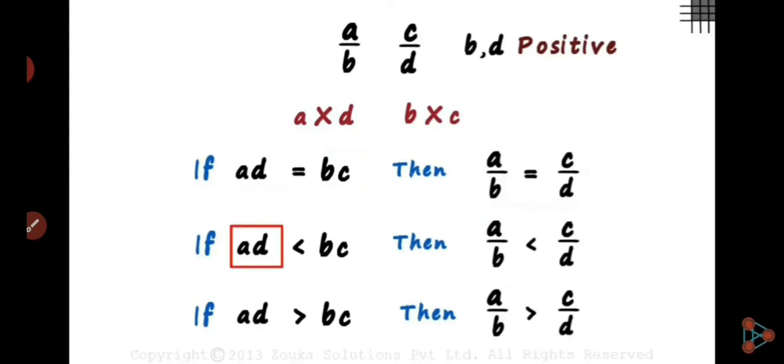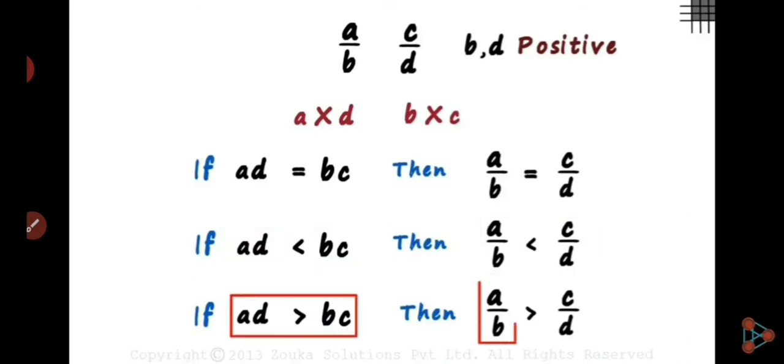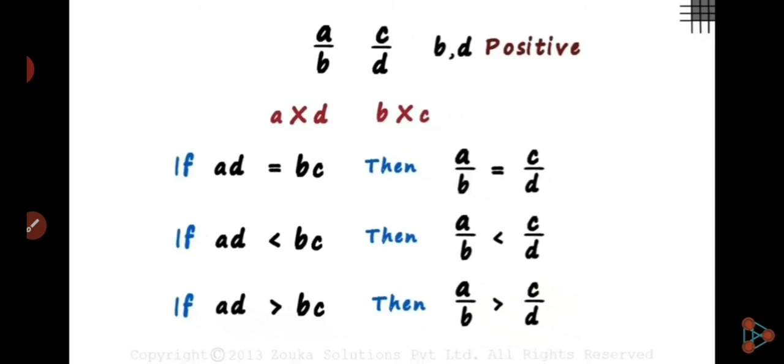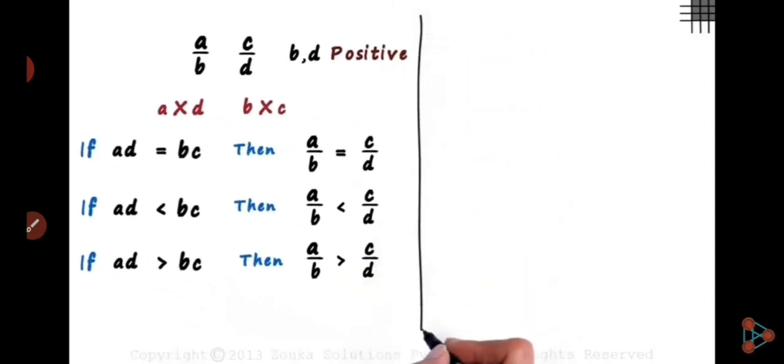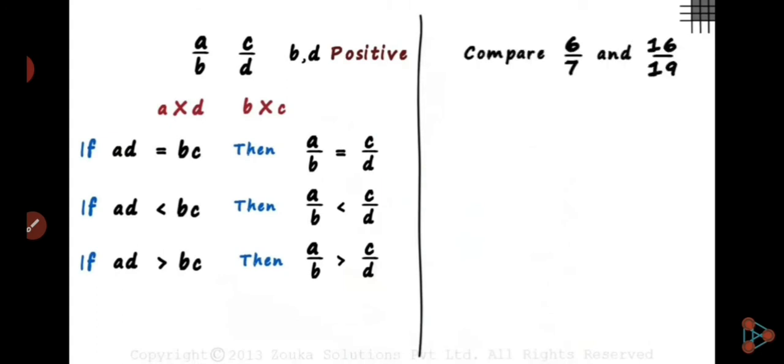If this product is lesser than this one, then the first rational number is smaller. And if this product is greater than this one, then the first rational number is larger. Let's look at an example we saw a while back. We had to compare 6 by 7 and 16 by 19.